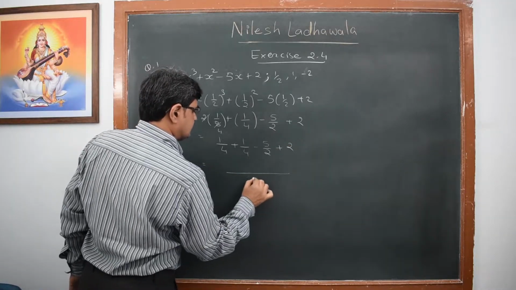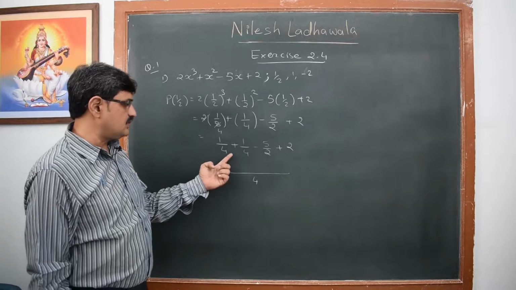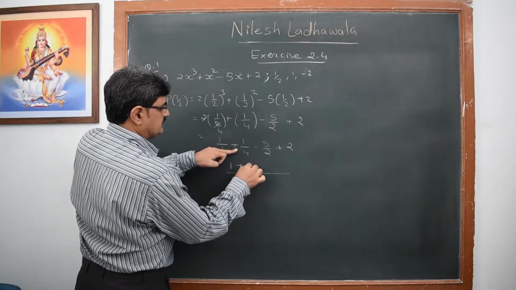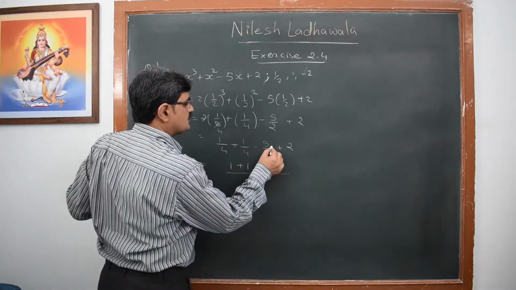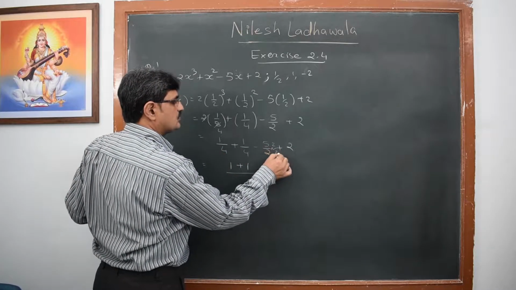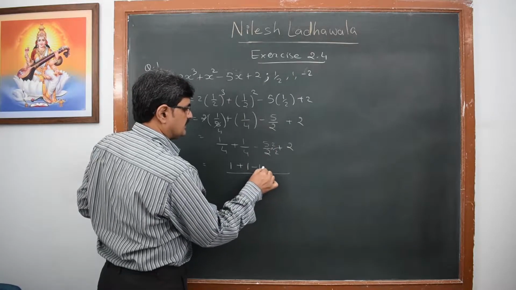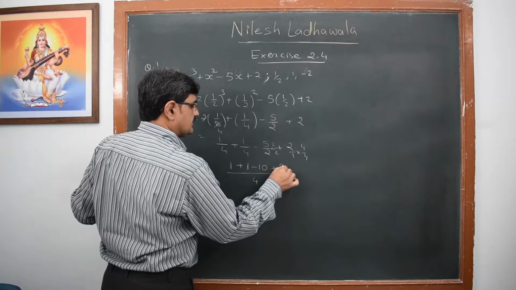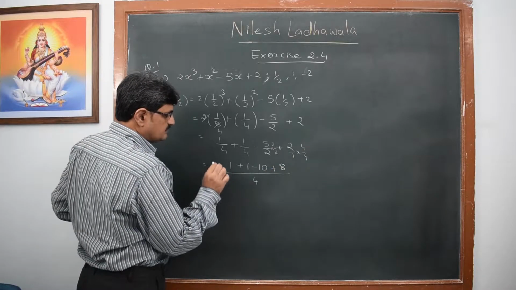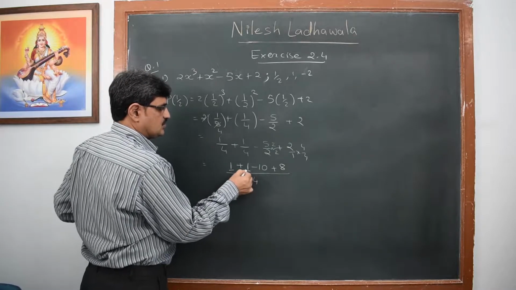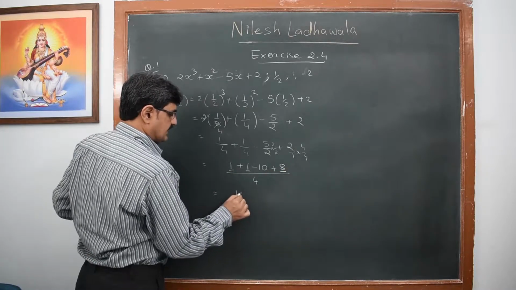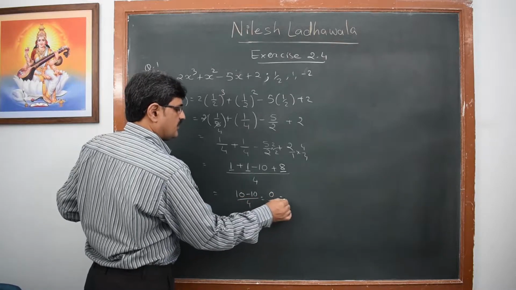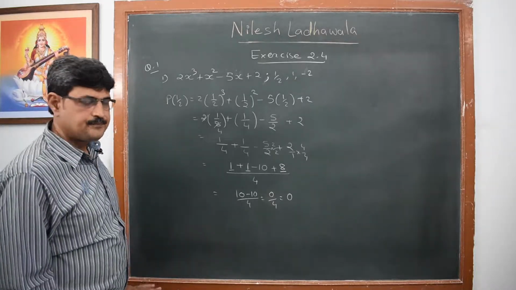So I will take LCM as 4. I have to obtain 4 in every denominator. Here we already have 4, so I will write 1. Here also I will write 1. Here I should multiply upper term and lower term with 2 to get 4 in the denominator. 5 2s are 10. Here also I will multiply with 4. 4 2s are 8. Now the terms with the same sign: 1 plus 1 is 2, 2 plus 8, that is 10. Now 10 minus 10 will be 0, and 0 upon any number is equal to 0.